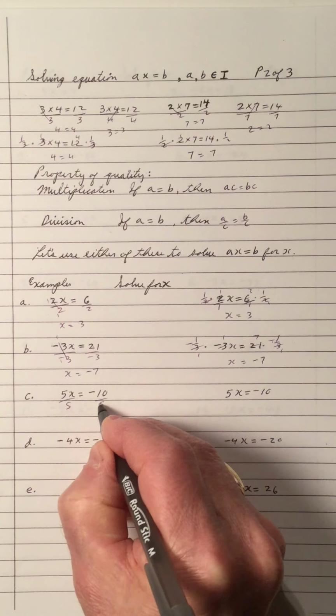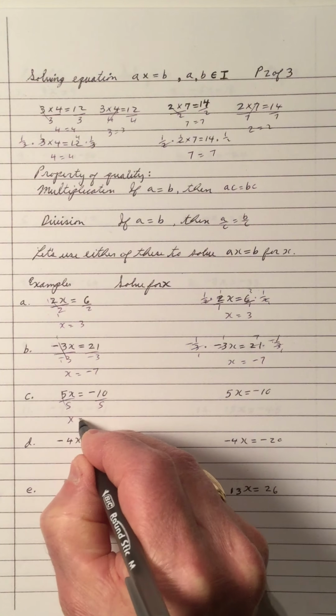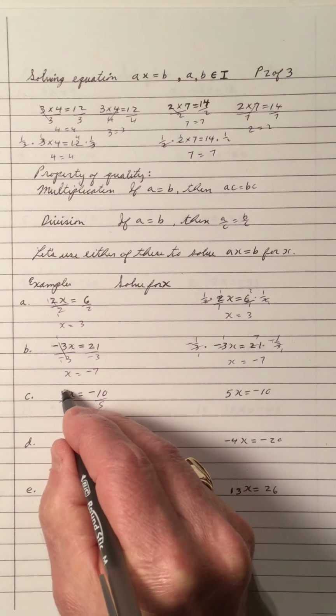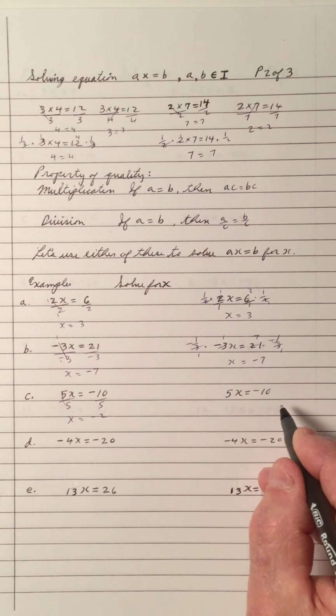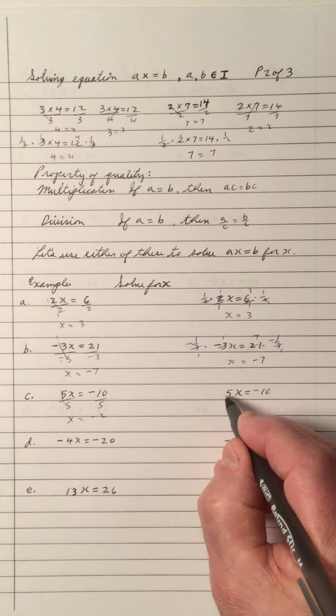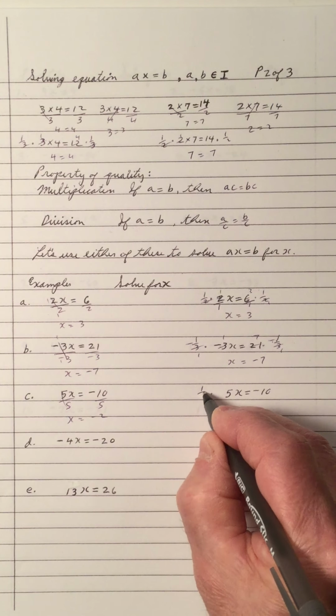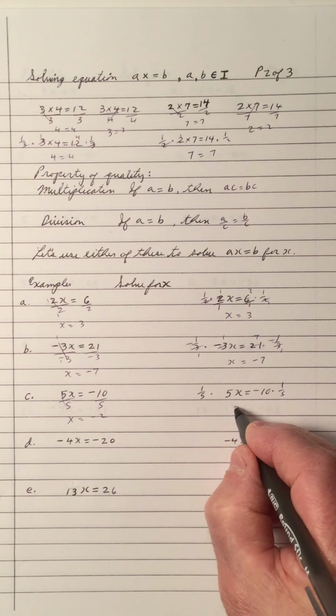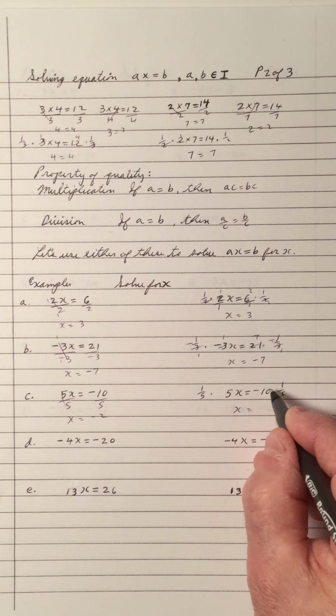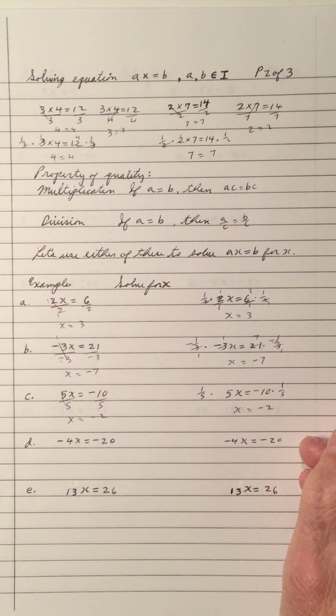Divide both sides by 5. The 5's cancel. x equals -2. 5 divided by 5 is 1. The 1 is not written down. And we can multiply by the reciprocal, 1/5. 1/5 times 5 is 1, and 1/5 of -10 is -2.